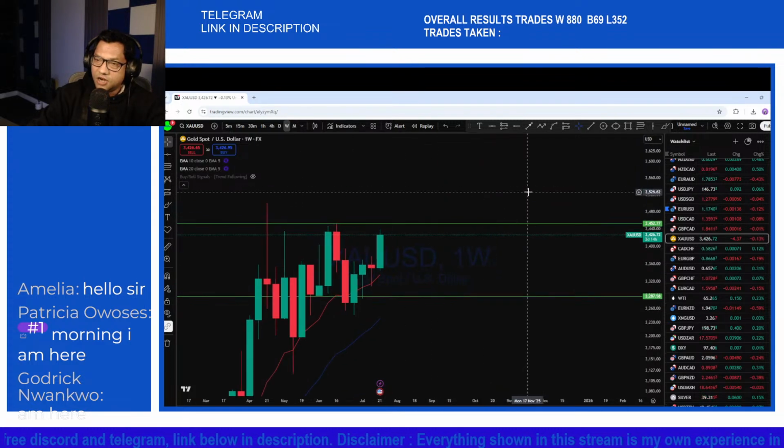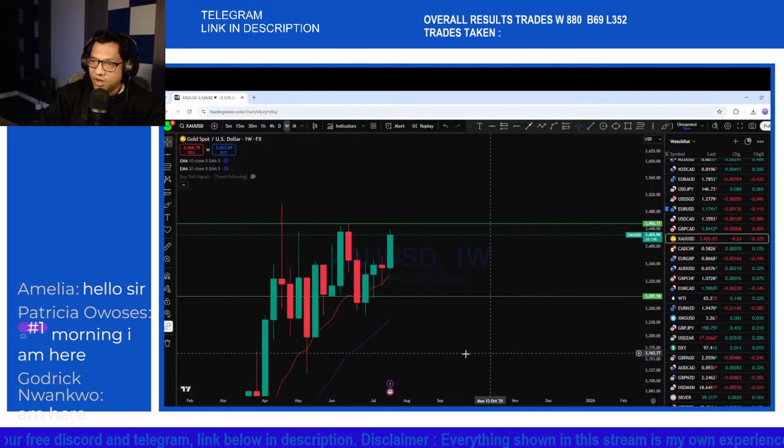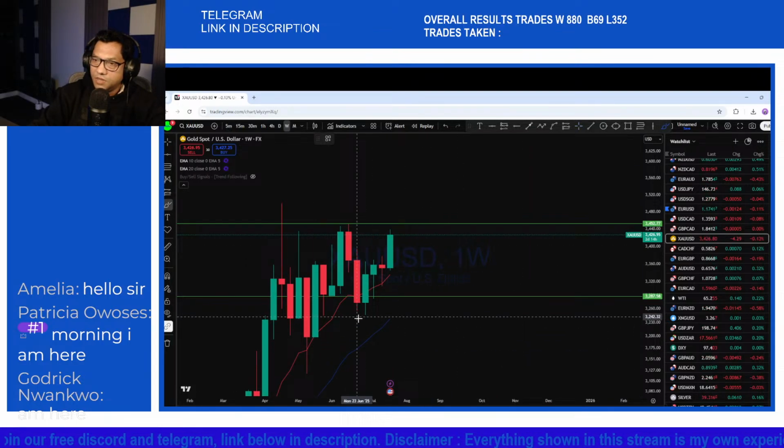If we look at the weekly chart, from the weekly time frame here is the weekly candlestick pattern, a series of higher low formation.